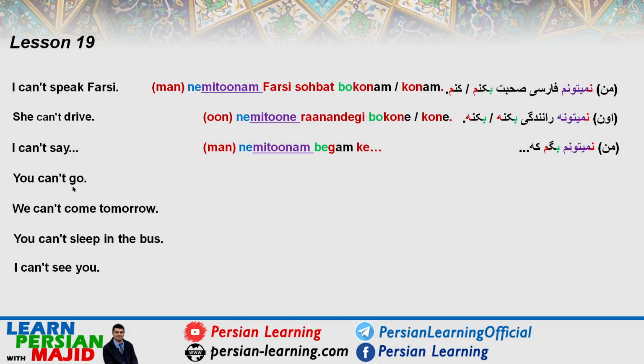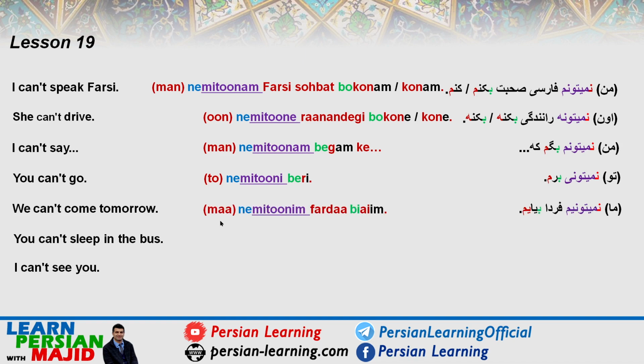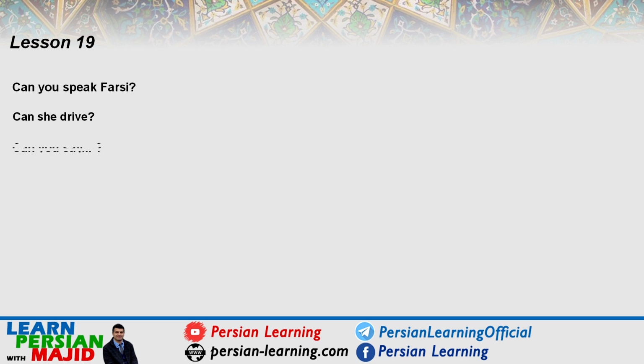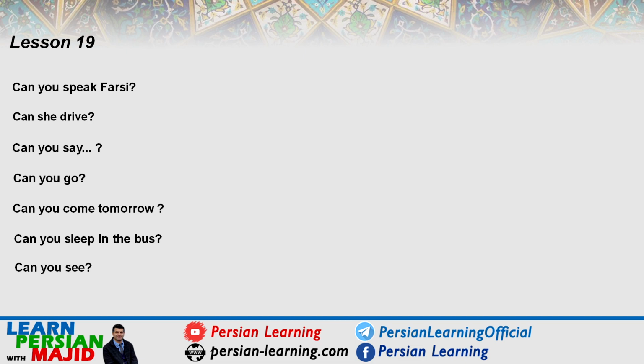I can't say. You can't go. نمیتونی بری. We can't come tomorrow. ما نمیتونیم فردا بیایم. You can't sleep in the bus. تو نمیتونی تو اتوبوس بخوابی. I can't see you. نمیتونم ببینمت. Or easier version with object marker. نمیتونم تو رو ببینم.